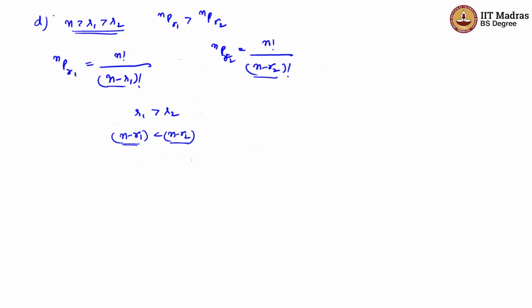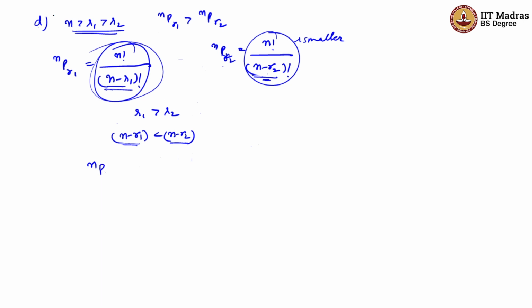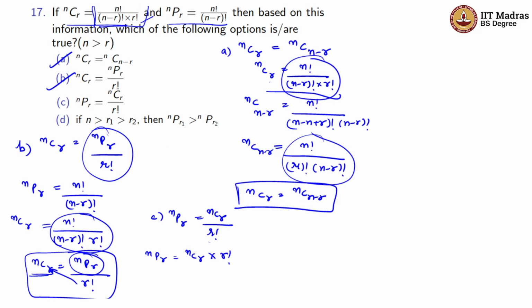And the expression for nPr2 is this, and the expression for nPr1 is this. So here the denominator n minus r2 is greater compared to n minus r1, right? So if the denominator is greater, then the whole expression will be smaller than this one, correct? So nPr1 is greater than nPr2, right? Because n minus r1 is less than n minus r2. So option D is also correct. So options A, B and D are the correct options. They are true. Okay.